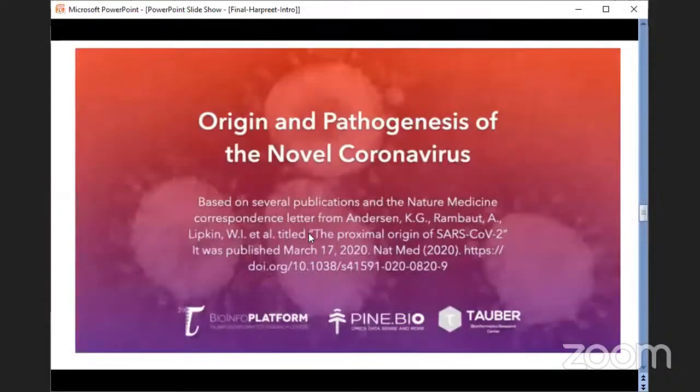In my current role, I'm an Omics Logic bioinformatics trainer. In continuation of my research, here we are designing different research projects based on public data sets. For example, the first project is one that Dr. Mohit has already shown you, which is based on the origin and pathogenesis of the novel coronavirus, that is SARS-CoV-2.